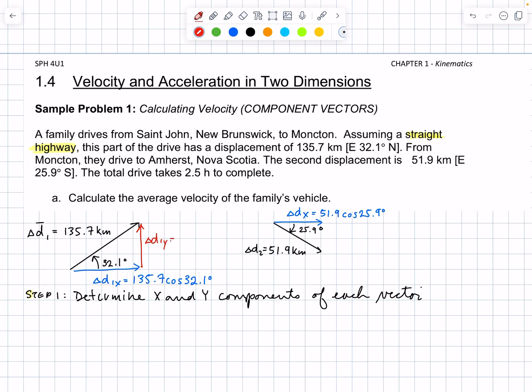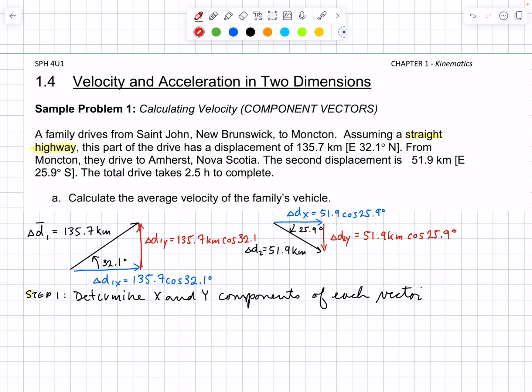Delta D1y is the opposite with respect to the hypotenuse and the angle. Opposite hypotenuse is the sine ratio. So this would be 135.7 kilometers times the cos of 32.1. And the y component of the second, delta D2y, is 51.9 kilometers cos 25.9 degrees.